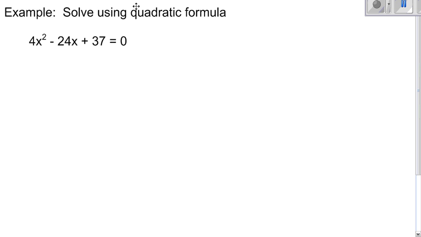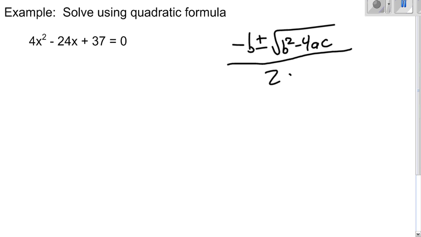So now let's do an example where we have to use the quadratic formula to solve. So remember, the quadratic formula is negative b plus or minus the square root of b squared minus 4ac over 2a. In this case, a is 4, b is negative 24, and c is 37. So we're going to plug all of that in.